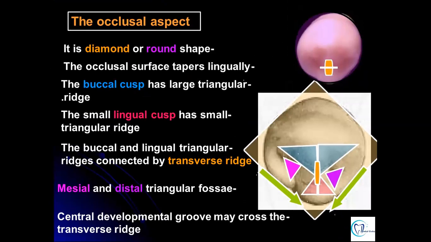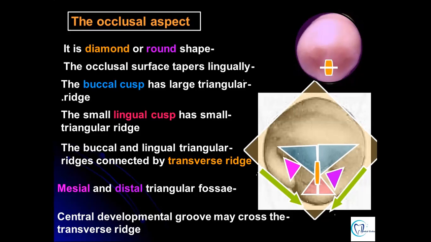The occlusal surface tapers lingually. When you see the buccal cusp, it has a large triangular ridge in comparison to the lingual cusp, which has a small triangular ridge. These two triangular ridges connect to each other and form a transverse ridge. This can be presented in this schematic diagram with the help of colored markings. Can you appreciate the blue color of the buccal cusp followed by the pink color of the lingual cusp, and their ridges are united to form a transverse ridge which is marked by yellow color.